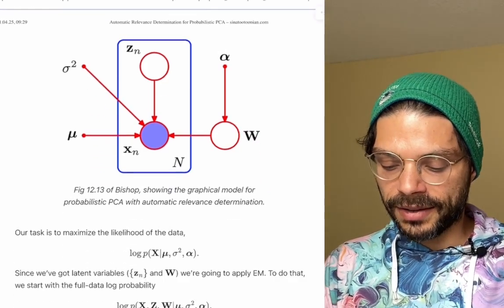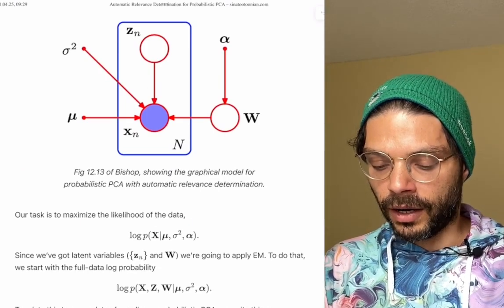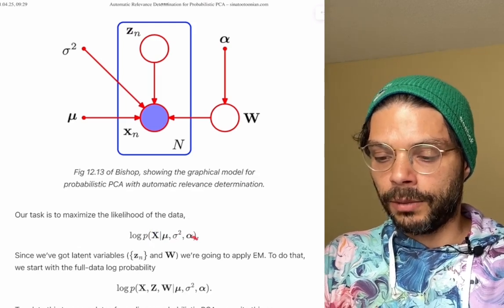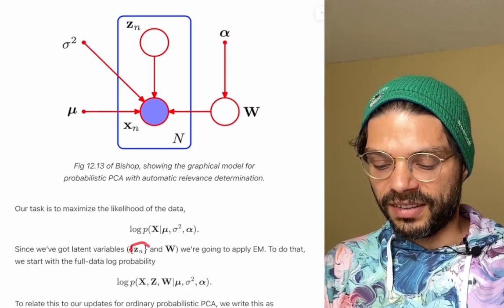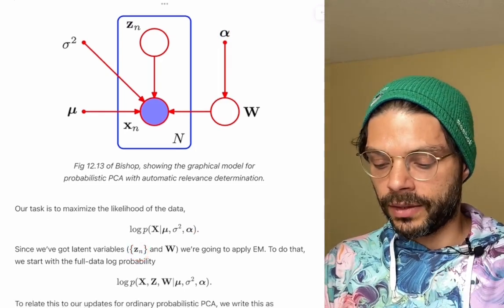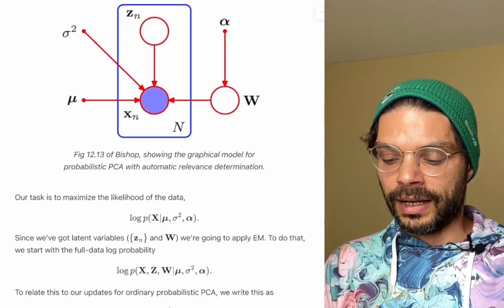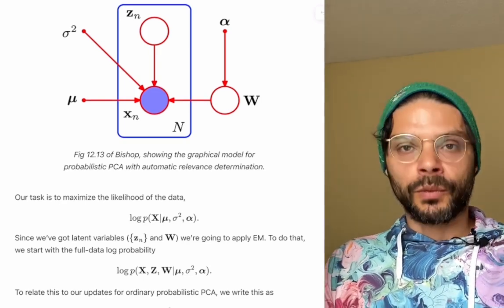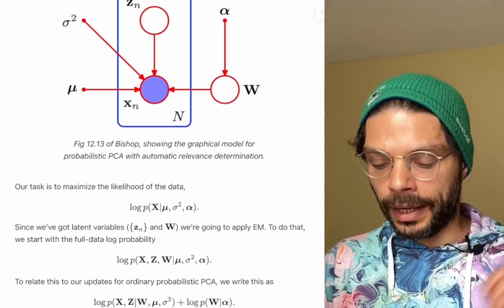Okay, so now our task is, as usual, to maximize the likelihood of the data. Notice we've got our data here, we've got the mean, the sigma squared, and now it's not W anymore, it's alpha. These are our parameters. But now we've got latent variables. We've got z_n, the latent for each data point, but we've also got W now. So W is a latent variable as well. And so we're in a latent variable maximum likelihood model. We're going to apply EM. We've got all this machinery we developed last time, and we want to use it again.